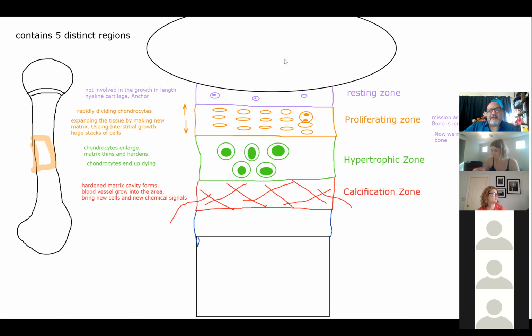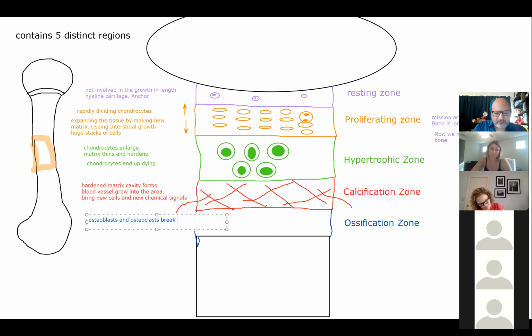And then that leads us to our ossification zone, where now our osteoblasts and osteoclasts break down the calcified matrix and make bone.